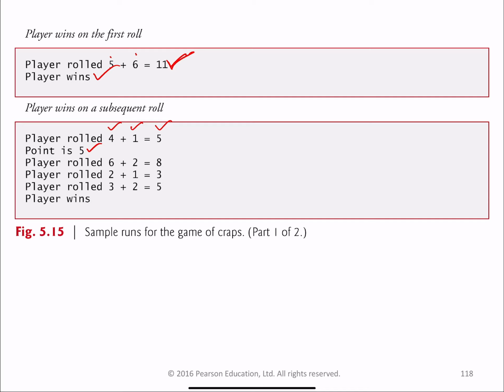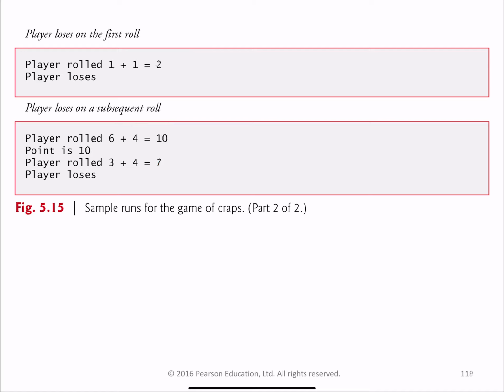So we enter the while loop that we had in the main function, and the player rolled 6 plus 2 equal to 8. Okay, nothing. We continue. On the next roll, 2 plus 1, 3. Nothing. We continue. On the next roll, 3 plus 2, 5, which is equal to the point, you win, and we see that statement, player wins.